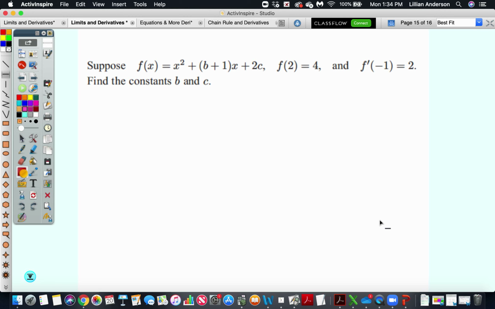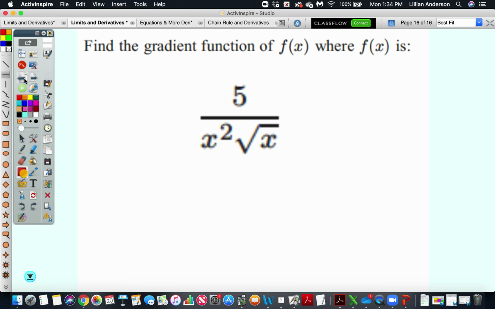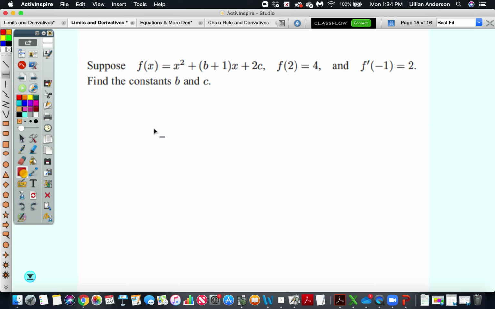This one is a little bit more involved. I did want to give you this problem just to make sure that you really got the whole concept of plugging in the value, okay? So it says, suppose you have this function, where b plus 1 is a constant, just like c is a constant. It says f of 2 is equal to 4, and f prime of negative 1 is equal to 2. Pause this video, see if you can give it a try, and then when you're ready to see the answer, press play.